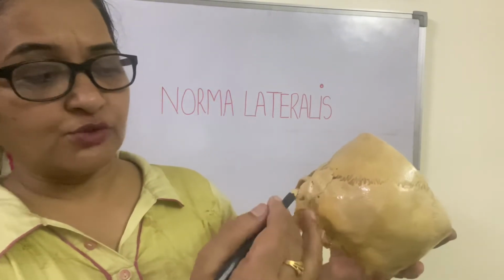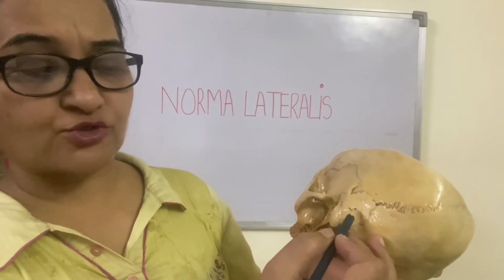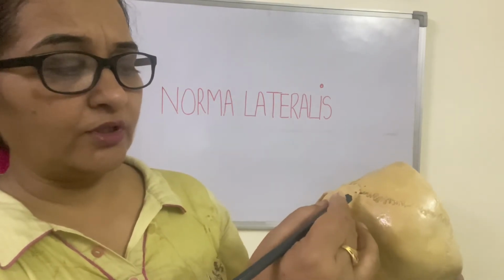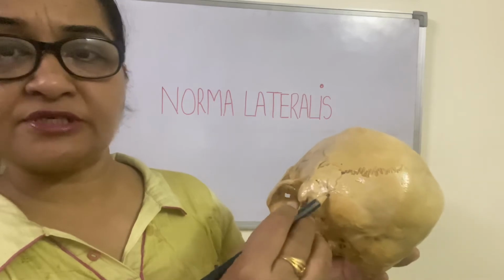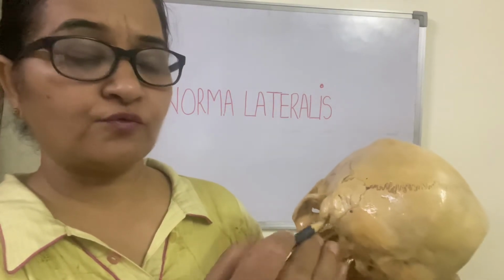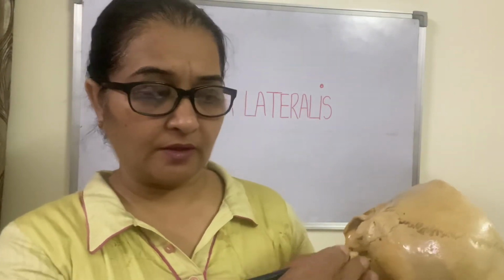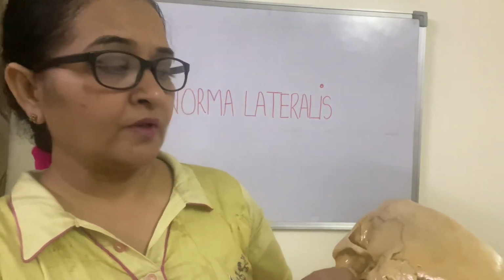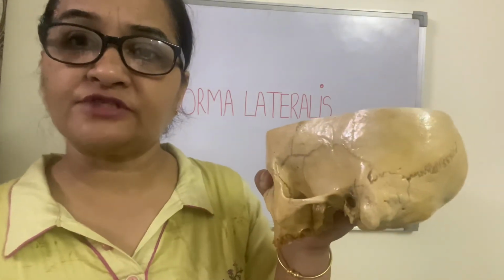Now the suture separating the mastoid process from the occipital bone, near that suture the mastoid foramen is present. You can see this is the mastoid foramen, through which the emissary veins pass. So these are the important structures which are seen in the Norma lateralis.